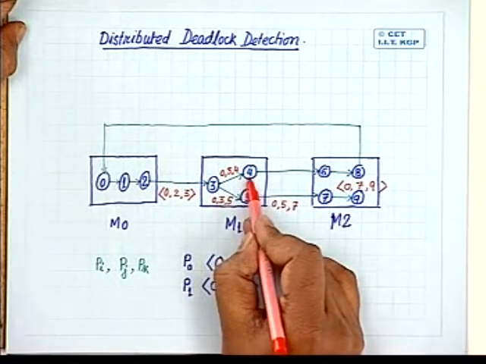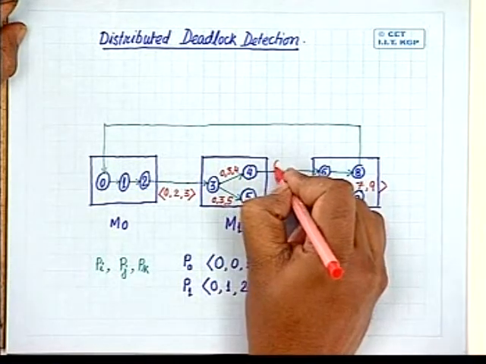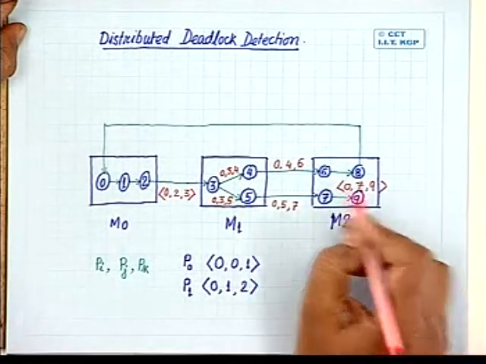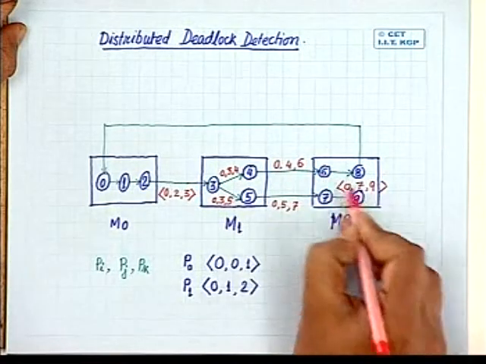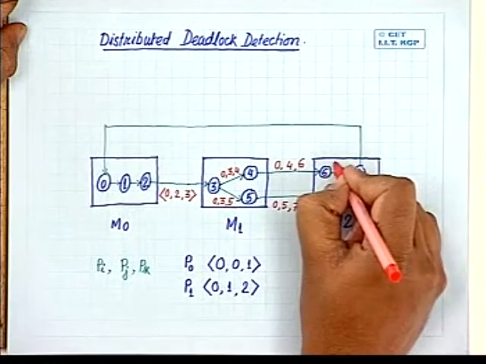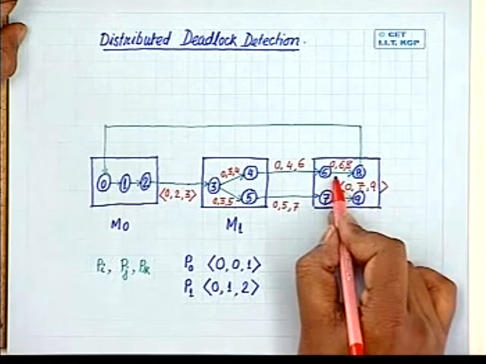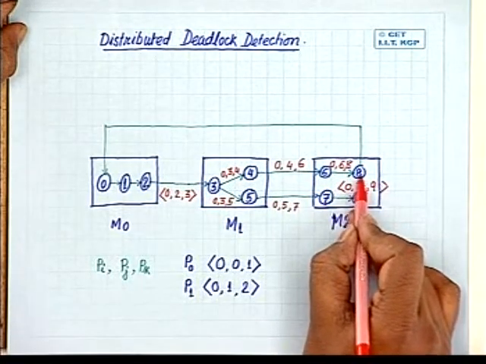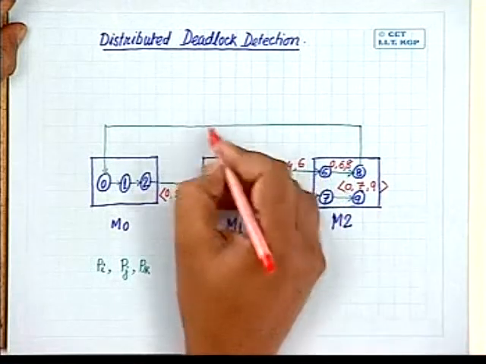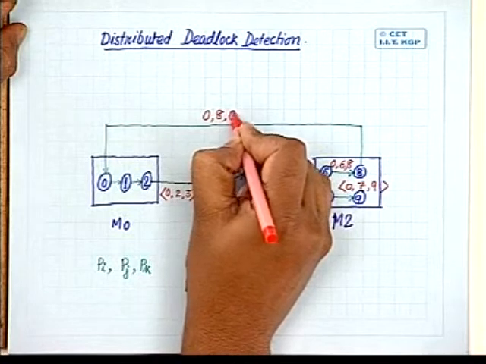In this path, process 4, after getting this message, will modify it, and the modified message will be 0, 4, 6. This message is sent to process 6. Process 6 will modify this message, and the modified message will become 0, 6, 8. This message is sent to 8. Process 8, which is waiting for process 0, will modify this message, and the modified message will be 0, 8, 0.